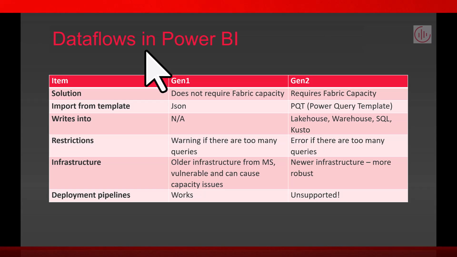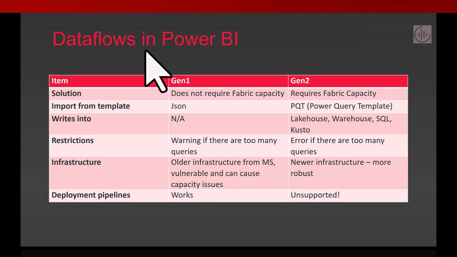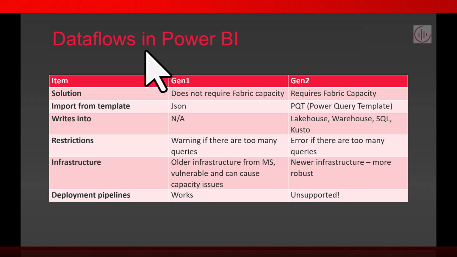So for generation 2 data flows, that's not the JSON file anymore. It has to be something called a Power Query template. And in one of the demos, I'll show you how to export one of those and use that in Gen 2. Then the next one I've already covered. The Gen 1 data flow doesn't write into anything. It's just something you would pull yourself into a semantic model, whereas Gen 2 writes into all those sources I showed on the previous slide.